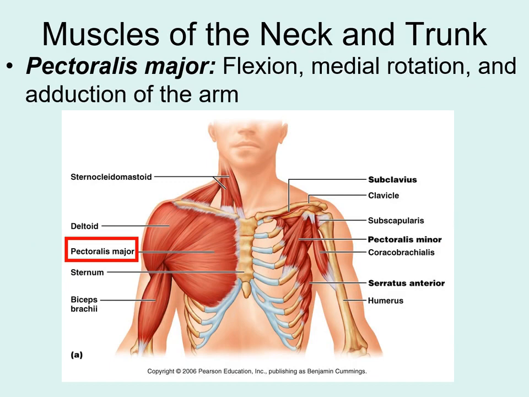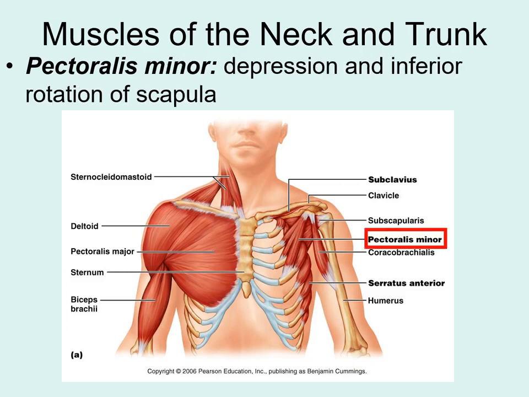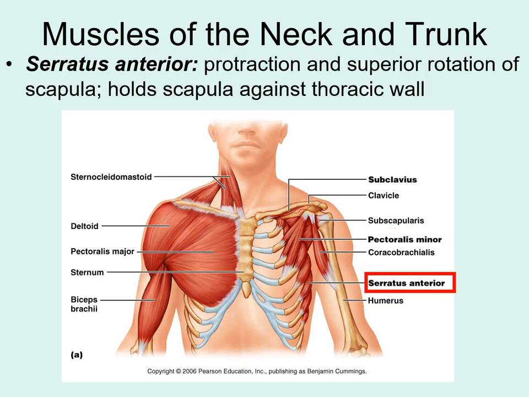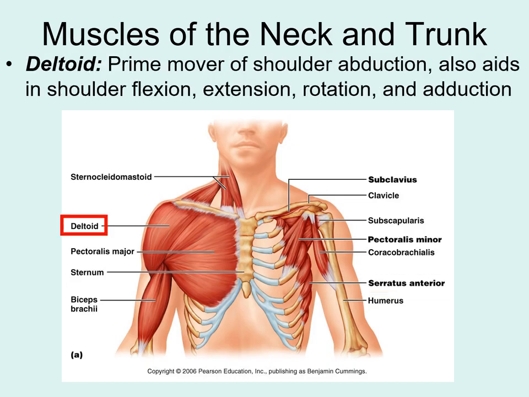Pectoralis major is involved with several motions such as flexion, medial rotation, and adduction of the arm. The pectoralis minor, which is located deep to it, is involved with depression and the inferior rotation of the scapula. The serratus anterior is going to be involved with protraction and the superior rotation of the scapula. It helps to hold that scapula against the thoracic wall. So it's helping to hold it in place.